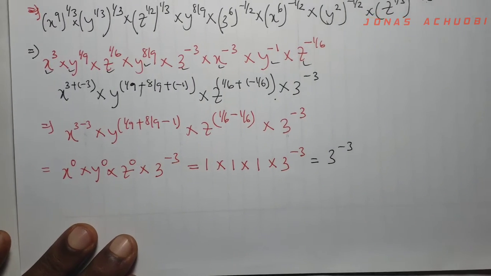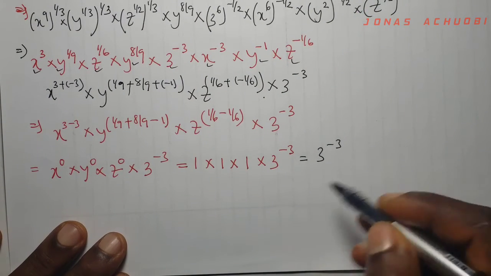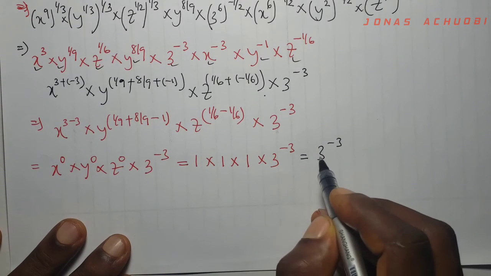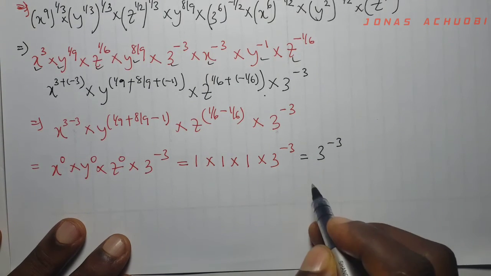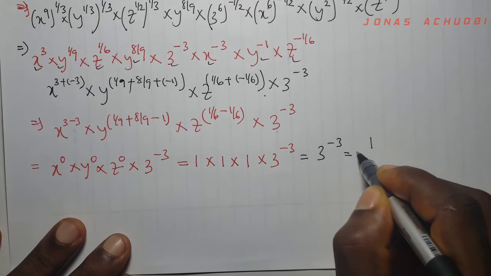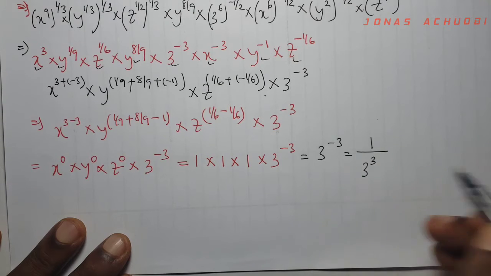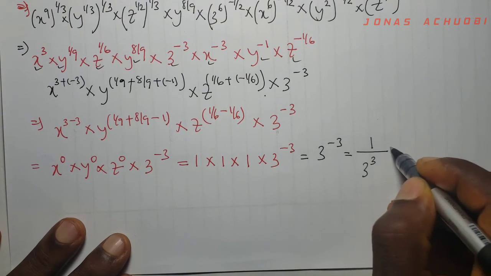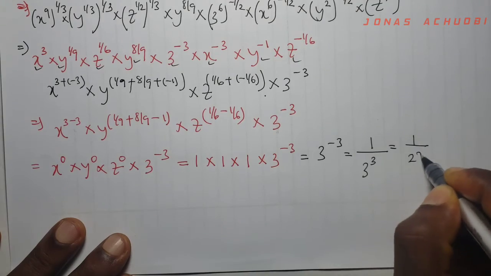I can leave it here if I like, but since I now know my laws of indices, I want to take one step further. Now this is the case of the negative power law, because the base is 3 and the power is minus 3. So by the negative power law, I can write this as 1 all over 3 raised to the power 3. And of course, 3 raised to the power 3 means 3 times 3 times 3. And that is equal to 1 all over what? 27.